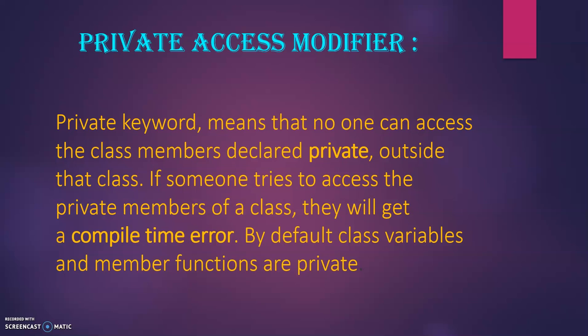Private access modifier. Private keyword means that no one can access the class members declared private outside the class. If someone tries to access the private members of a class, they will get a compile time error. By default, class variables and member functions are private.